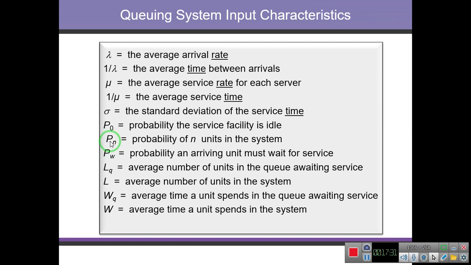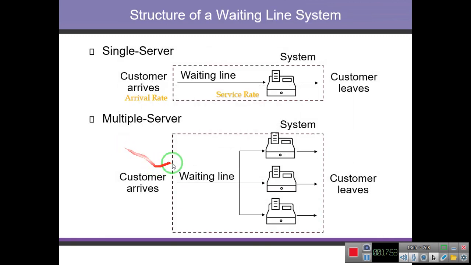Pn, where n could be 1, 2, 3, 4, 5, 6, is the probability of n individuals, parts, whatever, in the system. So we want to know, what's the probability of 5 people being in the system? The probability of 10, of 1,000 people in the system, either waiting in line or being served. Remember, in the system means you are waiting in the line or being served, not arriving nor leaving.